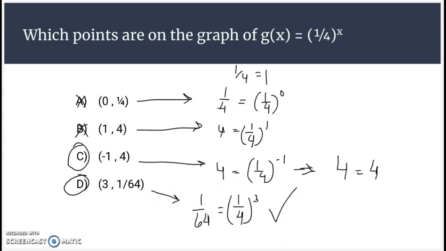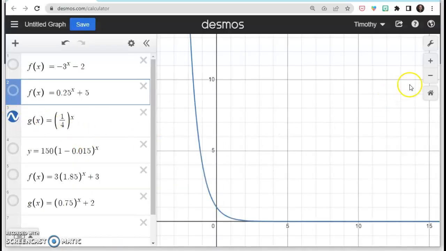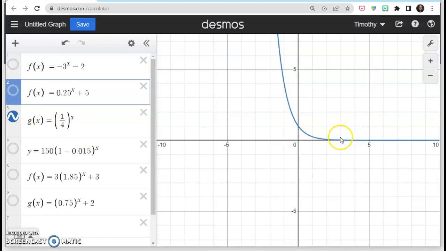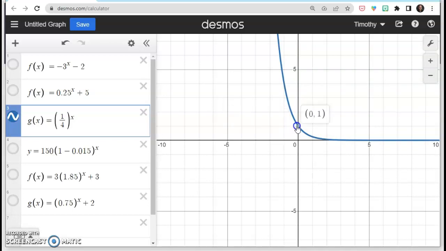Let's verify that with Desmos. Here's our function here. And what were we looking for? -1, 4, there we go. That was that third choice, letter C. Almost had it there. There it is. And then 3, there we go. Close. It's not exact there. Oh, there it is right there. 0.016 is the same thing as 1/64.